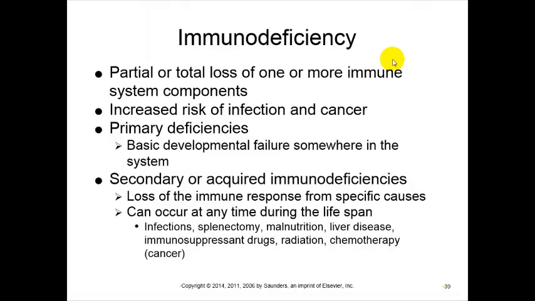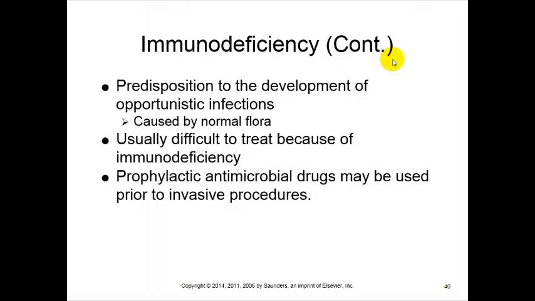These are caused by specific causes such as infections by HIV, splenectomy, where we're removing the spleen, malnutrition, where you're not able to make the blood cells, liver disease, immunosuppressant drugs, radiation, chemotherapy. All those are acquired immune deficiencies. Primary deficiencies are some kind of developmental failure. It's probably in your genes. Versus secondary is something that you acquired.